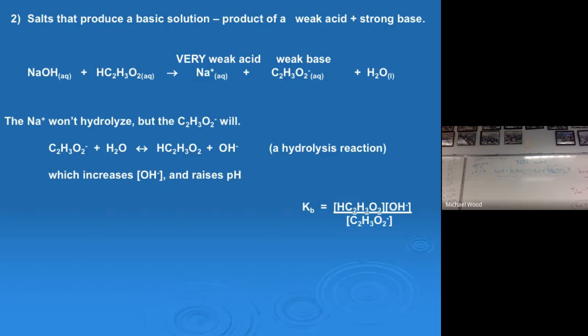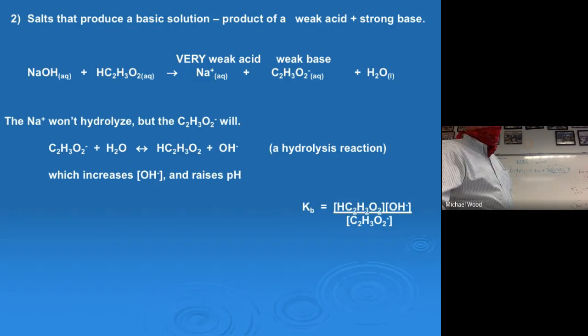So if I simply gave you the formula of this here, and I asked you, is this acidic or basic, I'm going to do that. I'll probably run out of time today, but I'll do it tomorrow. And hopefully you can identify that this is a basic solution, because the acid is such a weak acid it can't hydrolyze water. But this base is not, so it's going to make a basic solution. So this salt, an ionic compound, is basic.